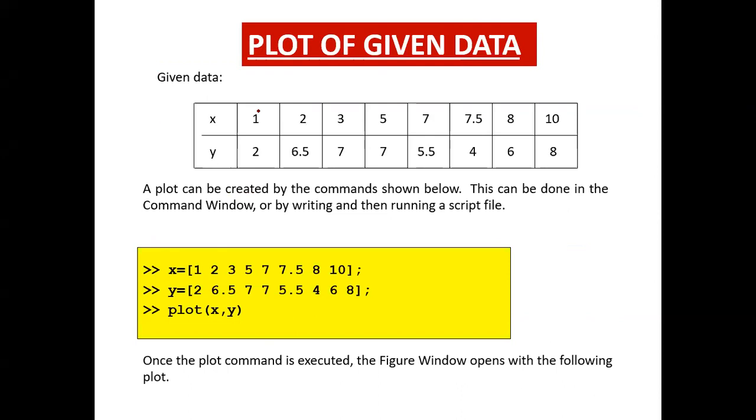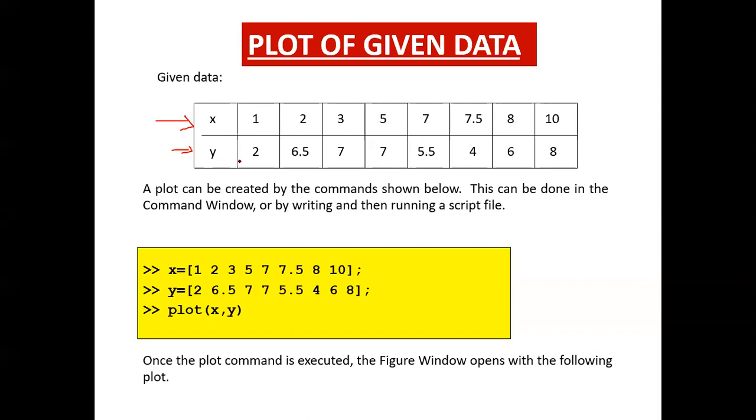We have the data for the x-axis. The values are 1, 2, 3, 5, 7, 7.5, 8, 10. So in total we have 8 values. Then for the y-axis we also have values. What are the values of this y-axis? 2, 6.5, 7, 7, 5.5, 4, 6, 8. So these are the values we have for the y-axis.